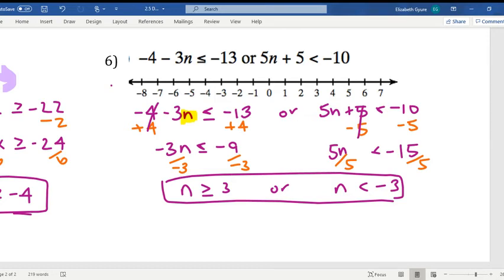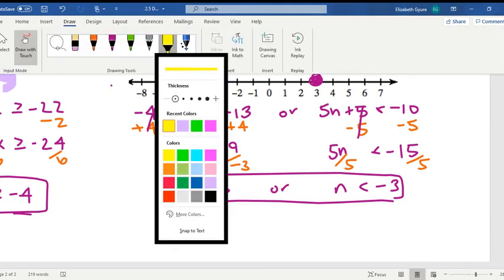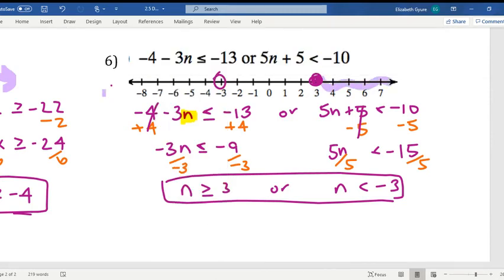Mason Jimenez, at the positive 3, what kind of circle do we use? Open or closed circle? Closed, good. Jake Sanders, what about at the negative 3? What kind of circle do I use? Open, good. And Asia, where do I shade if it's an or inequality? To the outsides, very good.